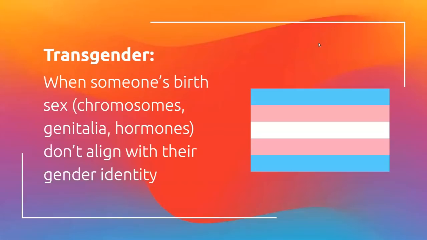Now we have transgender. Someone is transgender when their birth sex, meaning their chromosomes, genitalia, and hormones, do not align with their gender identity, being what we feel inside. There is binary trans and non-binary trans. Binary is when someone is a trans man or a trans woman, and then we have non-binary, which I will explain now.